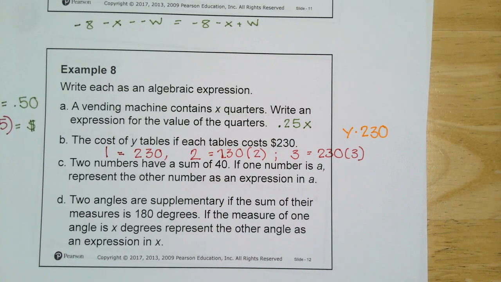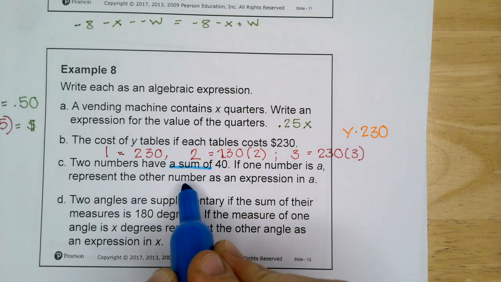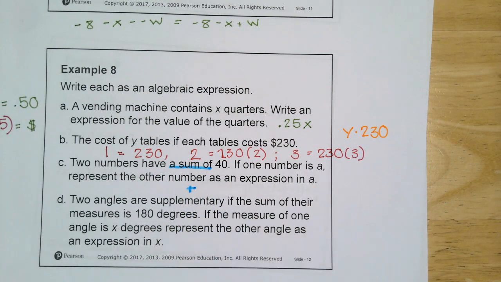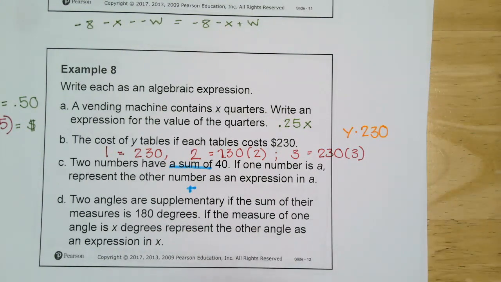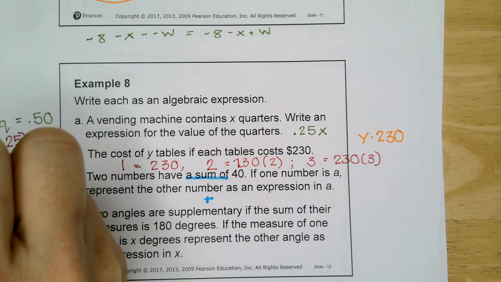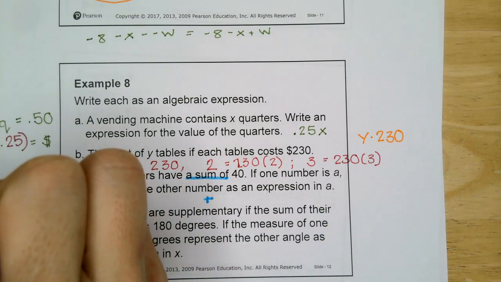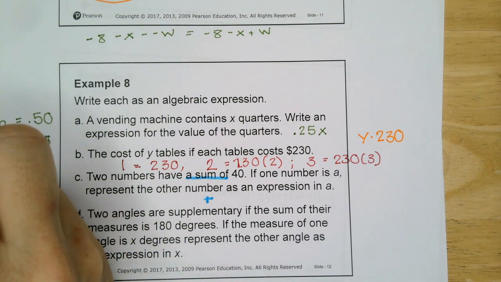Okay? Letter C says two numbers have a sum of 40. A sum of means we are adding them, right? One number is A, represent the other number as an expression in A. So think about it. If A is 10, what is the other number? The other number would be 30, because they need to add up to 40, right?